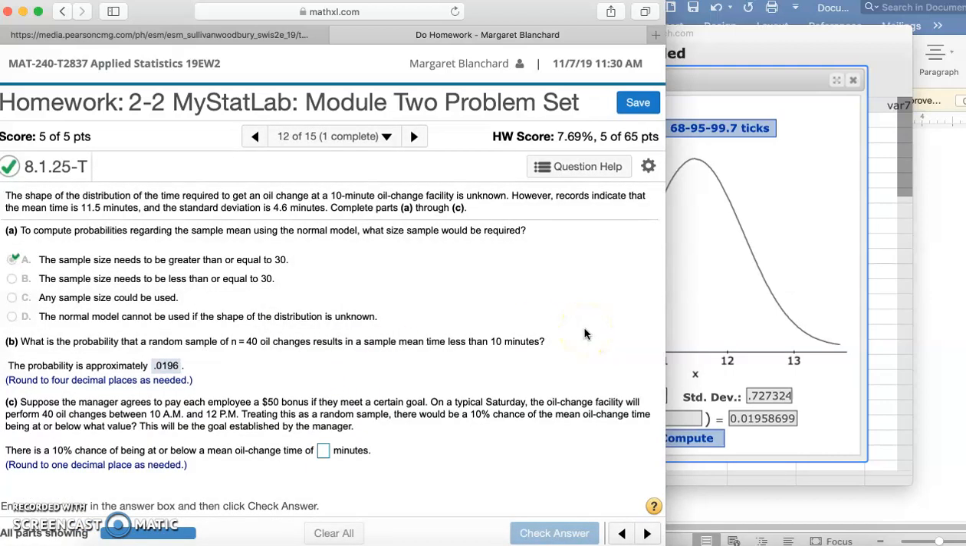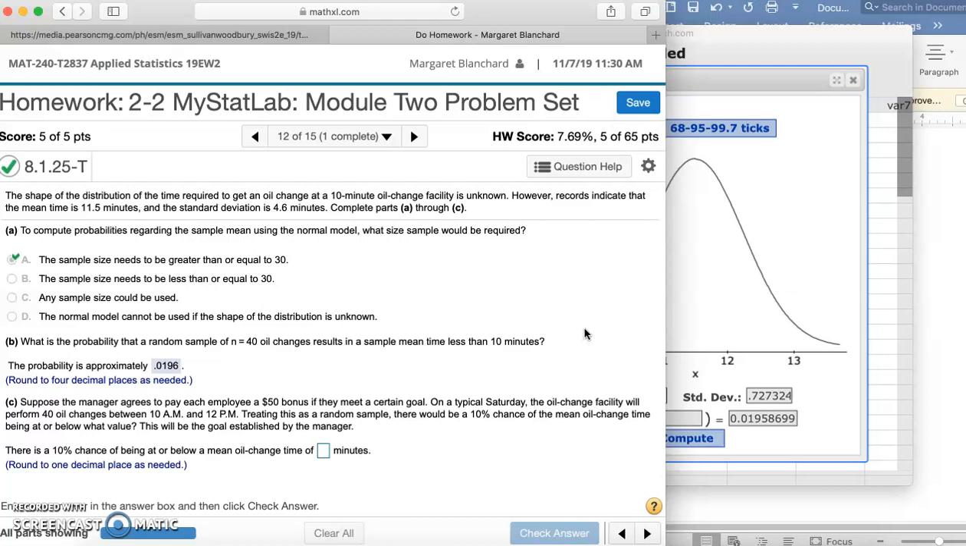Part C, suppose the manager agrees to pay each employee a $50 bonus if they meet a certain goal. On a typical Saturday, the oil change facility will perform 48 oil changes between 10 a.m. and 12 p.m. Treating this as a random sample, would there be a 10% chance of the mean oil change time being at or below what value? I think there's a little typo in there. This will be the goal established by the manager. There is a 10% chance of being at or below a mean oil change time of blank minutes.